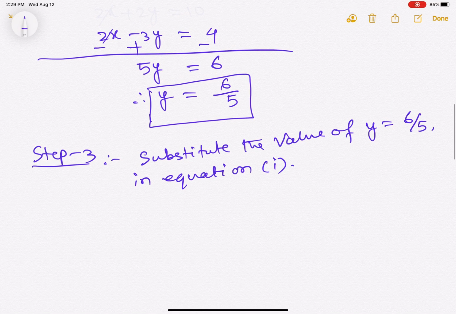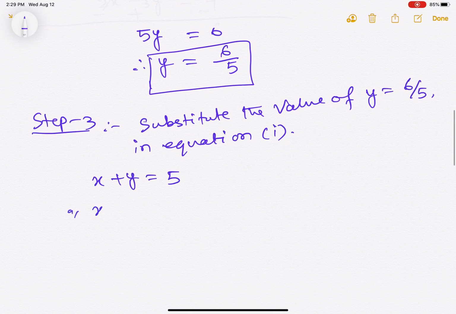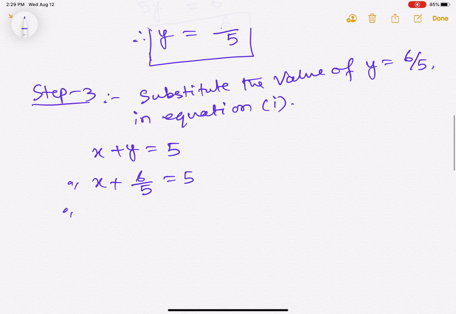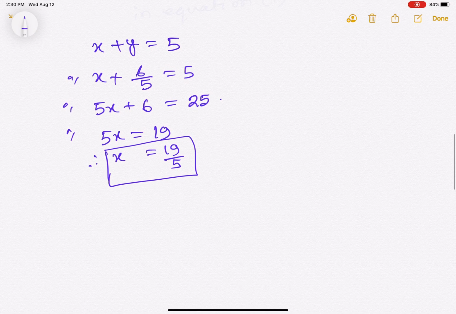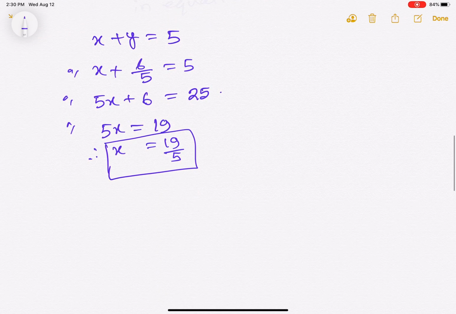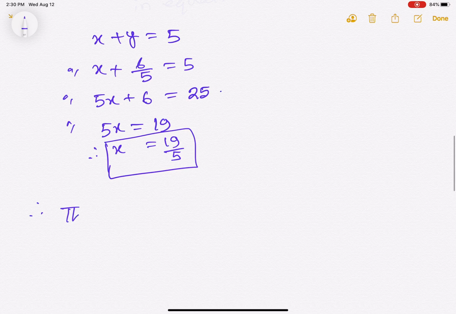So now our equation 1 is x plus y equals 5, or x plus 6/5 equals 5, or 5x plus 6 equals 5 into 5, which is 25. So now 5x equals 25 minus 6, which is 19, therefore x equals 19/5. So we get the other variable value, which is x. So now we have two variable values, one is x and the other is y.